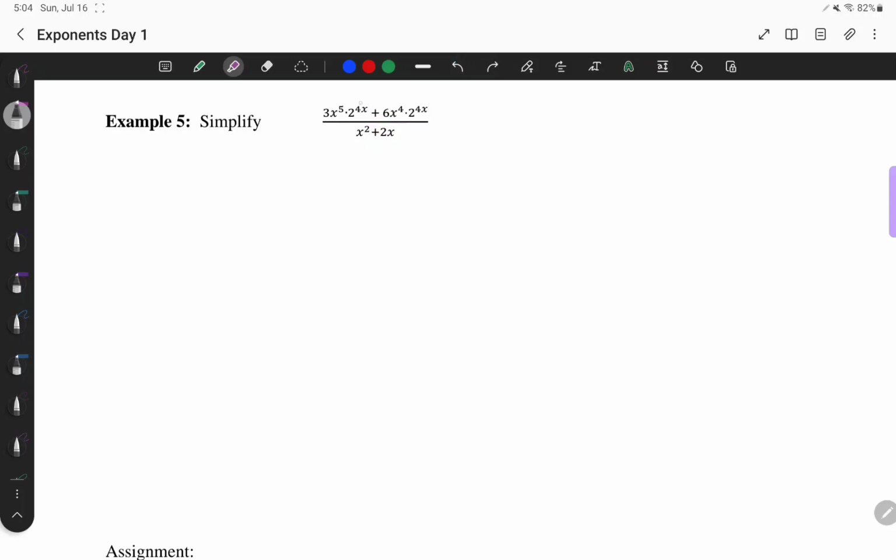What I do notice in this problem is I have 2 to the power of 4x in both terms in the numerator. So that's something I could actually factor out. In the denominator, I have an x squared and an x, so that also factors a little bit. So I should start by maybe trying to factor the top and the bottom, and let's see if there's anything that will reduce out or if anything becomes a little more convenient when we do this.